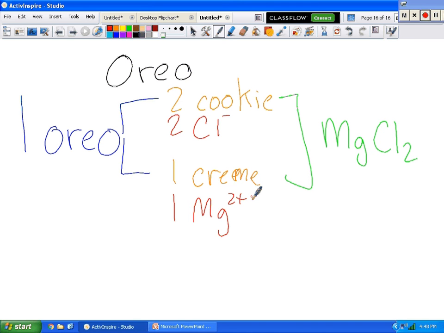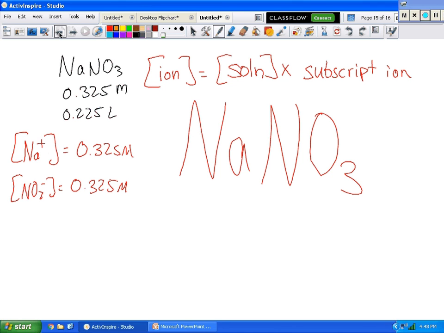So if the concentration of this thing is 0.1, what's the concentration of the magnesium ion? 0.1. What's the concentration of the chloride ion? 0.2. Because if you go back and look, what is the ion concentration? It's the concentration of the solution times the subscript of the ion. I don't know of another way to explain this.